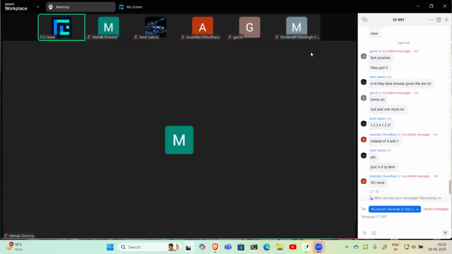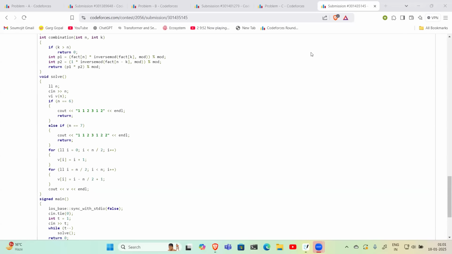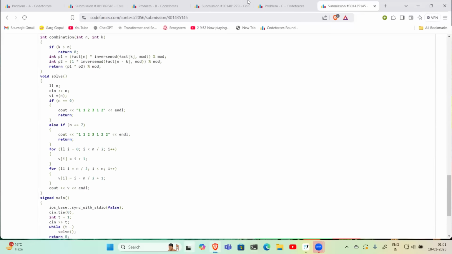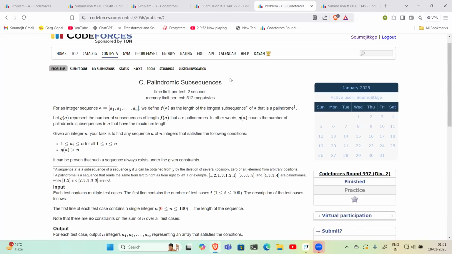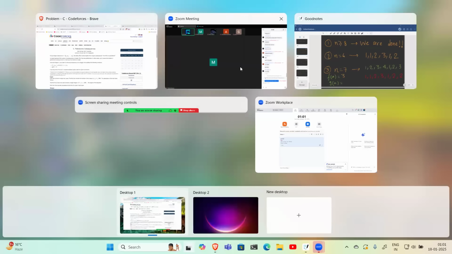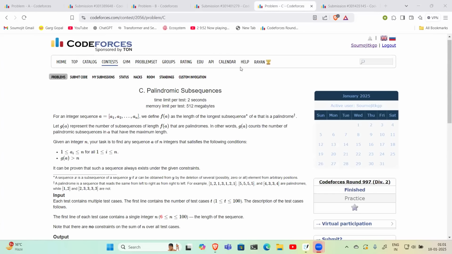Everyone clear with the problem? Any problems? Any doubt? Okay, great. Anyone with any doubt in any of the problems? Okay, great. That's all for today. We will discuss the first 3 problems till C only. Actually, today the difficulty difference between C and D was actually huge. So that's actually sad.